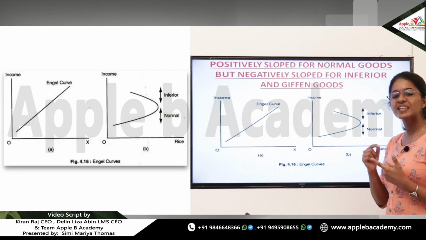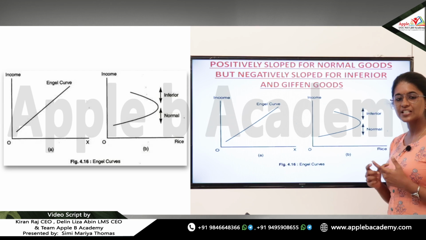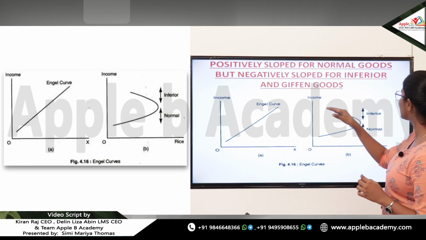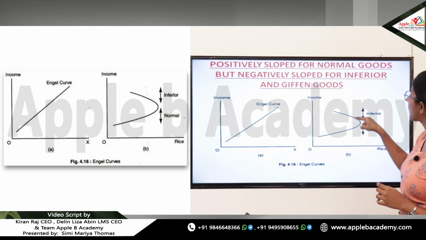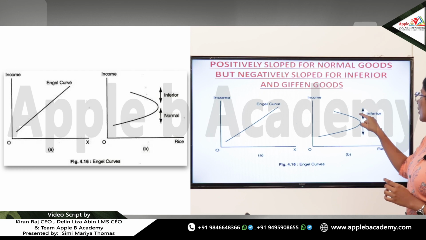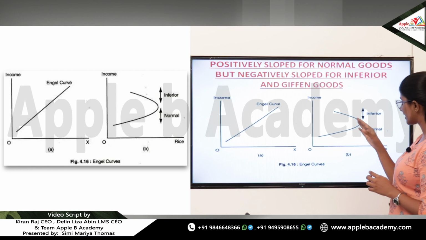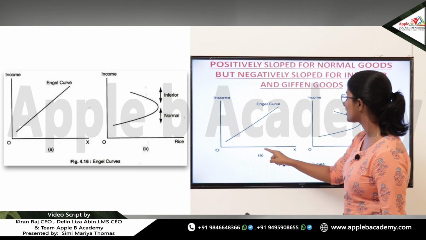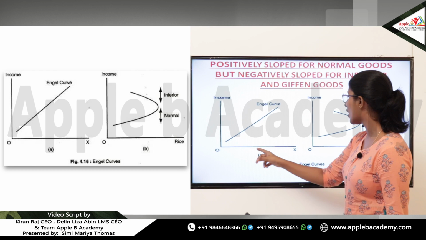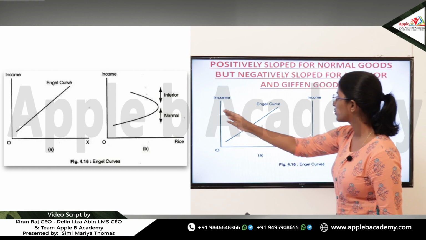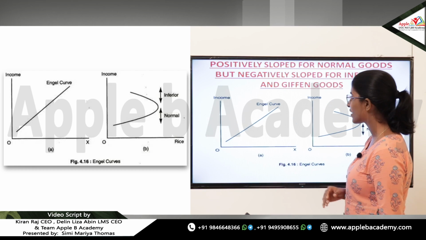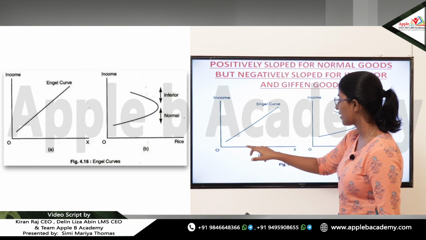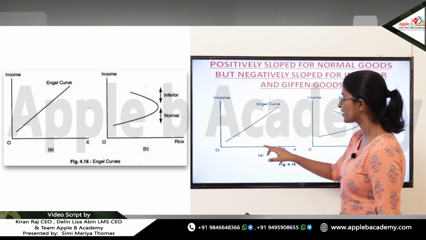Okay, so because of the negative income effect with respect to the Giffen good and the inferior good, the Engel curve is negatively sloped for the inferior goods as well as the Giffen good. See here, this is the normal good. When income is increasing, the quantity demanded is also increasing. On the y axis we have income and on the x axis we have quantity demanded. At this level of income, this much quantity demanded. When income increases, quantity demanded increases. Again when the income increases, quantity demanded increases.